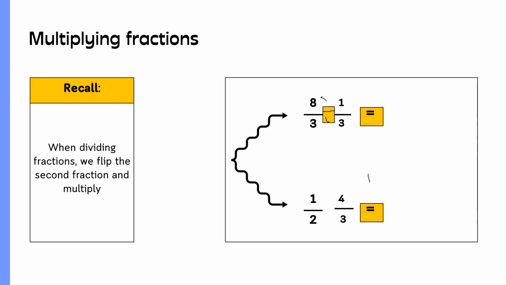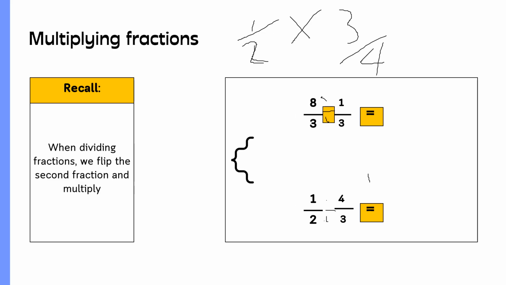Let's do the next one. So a half divided by 4 over 3. So keep the half, change the division to multiplication, then you flip the second, which is 3 over 4. Alright, now you multiply across. 3 times 1 is 3, 2 times 4 is 8. And that's the answer.